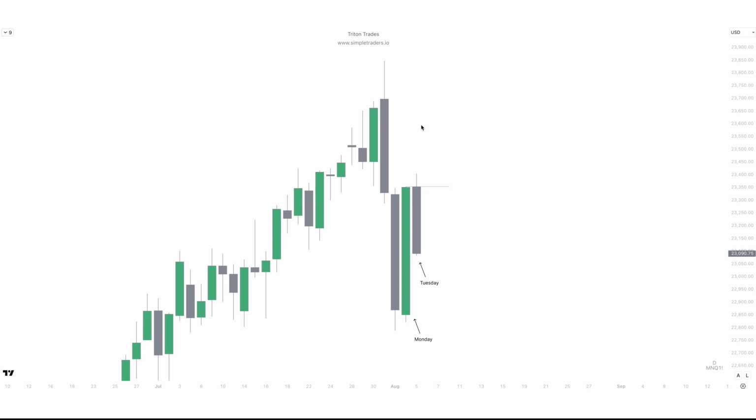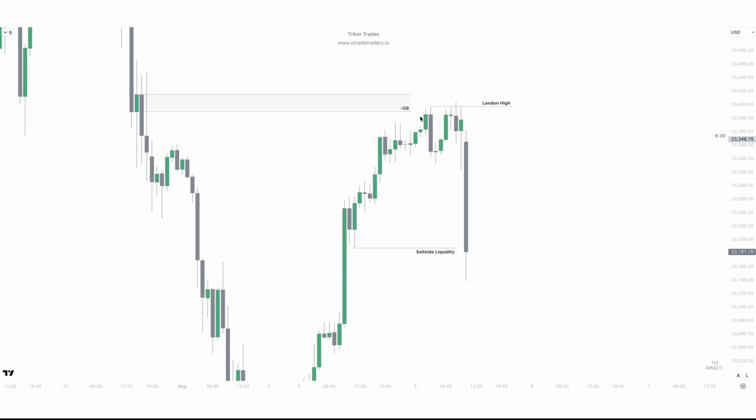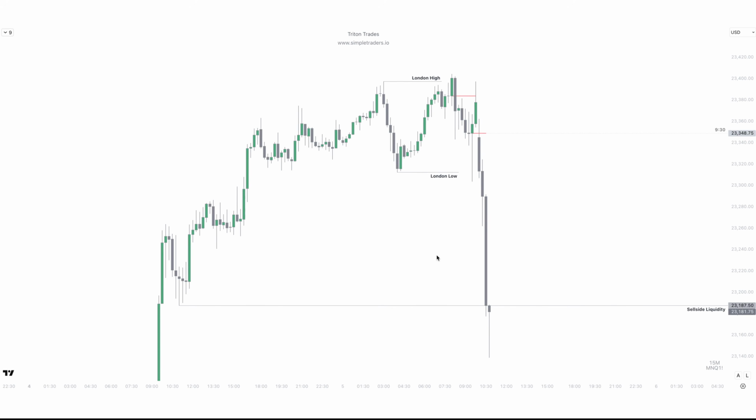We start on the daily. We identify what price is doing on the daily chart. We swept Monday's high. Okay. Drop down to the 1 hour. What do we see on the 1 hour? We tapped into this bearish order block, we swept London's high, and we have an obvious level of sell side liquidity. Drop down to the 15-minute, we refine it even further.